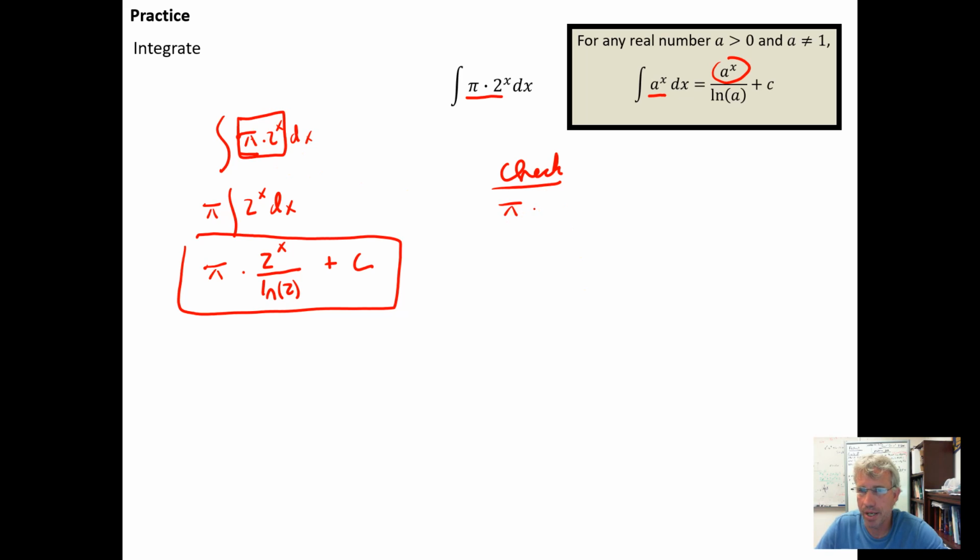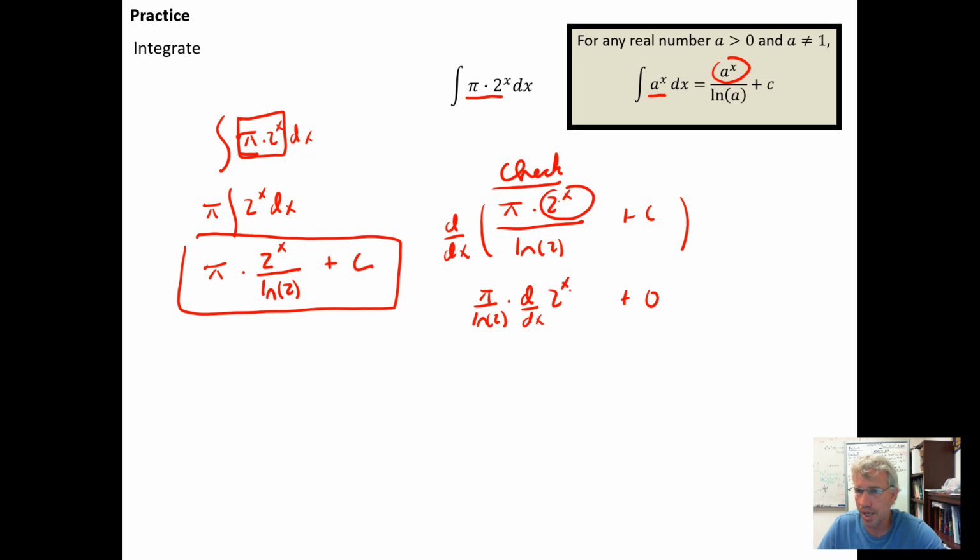So if we take pi times 2 to the x over the natural log of 2 plus c, if we take d dx of this, we get d dx of a constant is just 0. And here I have the derivative of pi over the natural log of 2, which is just a constant. So we have pi over the natural log of 2, a constant. So when we take the derivative of a constant times a function, then we get the constant times the derivative of that function. So the constant times d dx of 2 to the x.